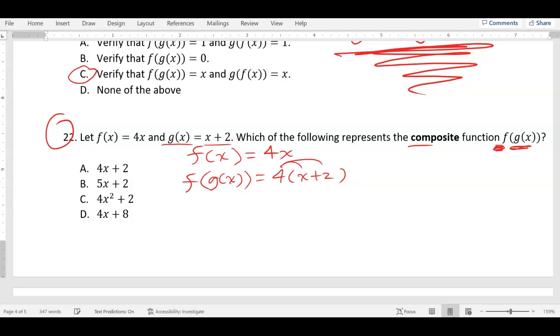This 4 is going to distribute. So f of g of x equals 4 times x, 4x, and then 4 times 2 is 8. 4x plus 8. Hey, you will have one like that on your test, so make sure you know how to do that.